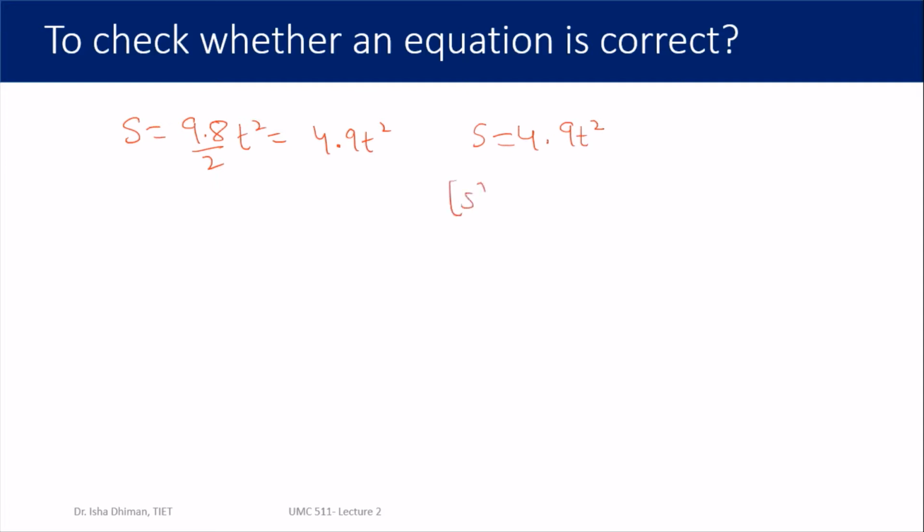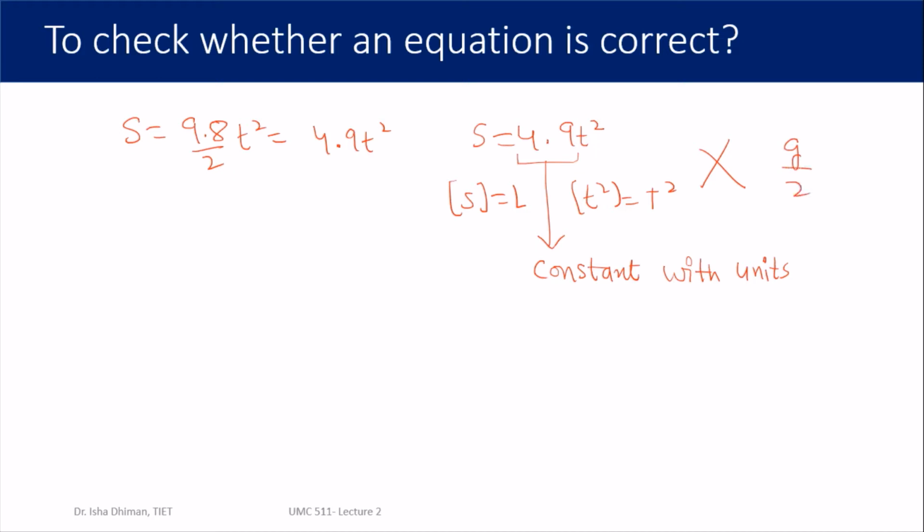the left hand side dimension is L, but the right hand side dimension is t square. So I think that this is not dimensionally correct. This is dimensionally non-homogeneous. Why is that information coming to me? Because this 4.9 I am looking at as a constant, but not as a constant with units. This is not a dimensionless constant, it is a constant with dimensions, because we know that it is actually representing our g by 2, where g has the dimension of acceleration.